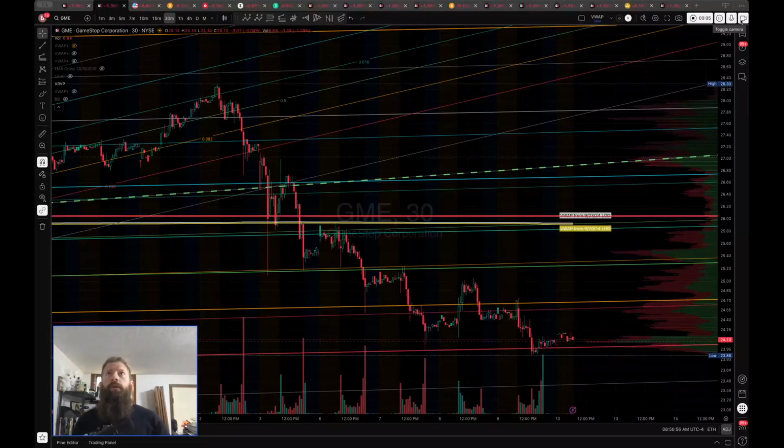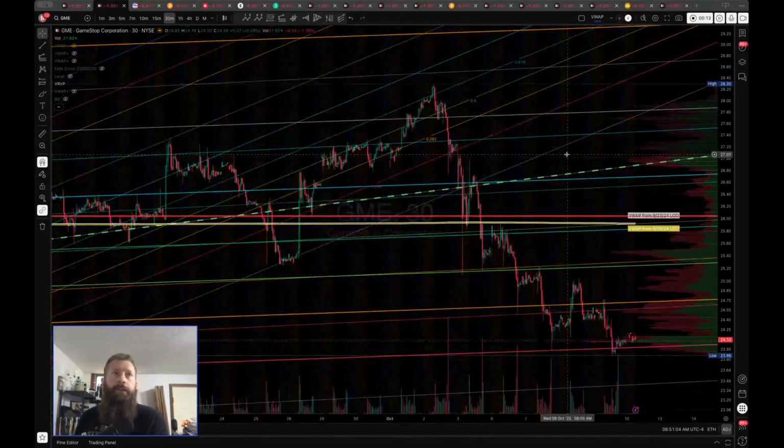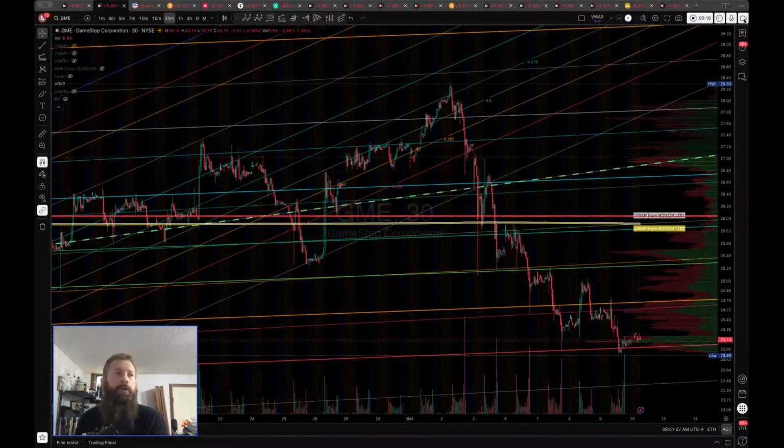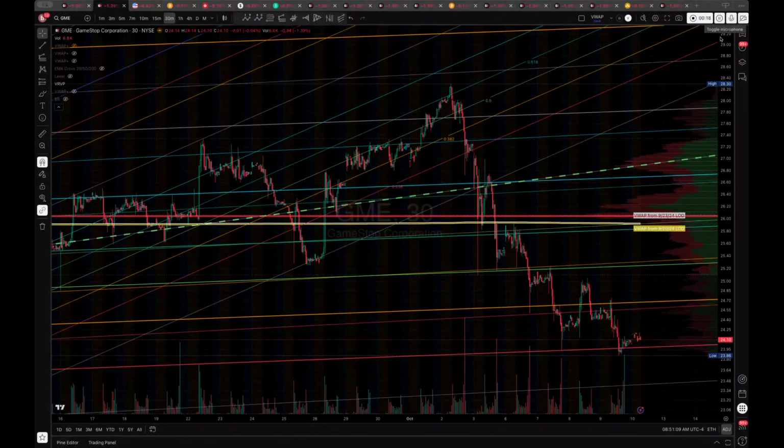Good morning. I haven't done a video on TradingView before, but I'm going to try this out and see how it goes. I obviously have a lot of colors, and you probably don't need me covering up the chart this whole time, so I'm just going to turn that off.